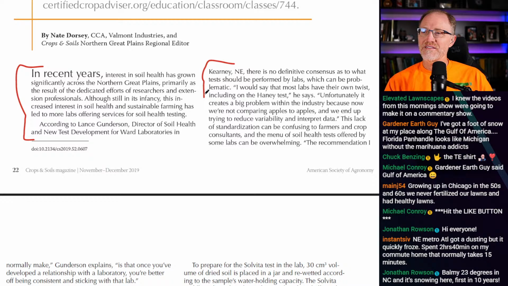I would say that most labs have their own twist, including on the Haney test, he says. Unfortunately, it creates a big problem within the industry because now we're not comparing apples to apples, and we end up trying to reduce variability and interpret data. This lack of standardization can be confusing to farmers and crop consultants, and the menu of soil health tests offered by some labs can be overwhelming.